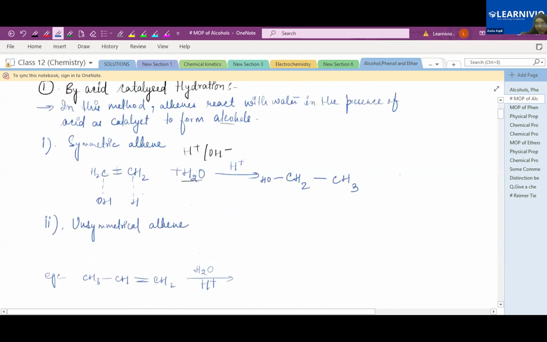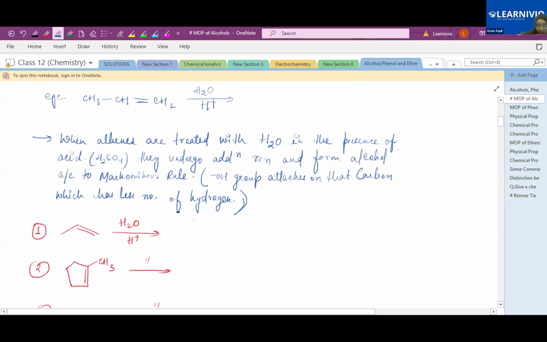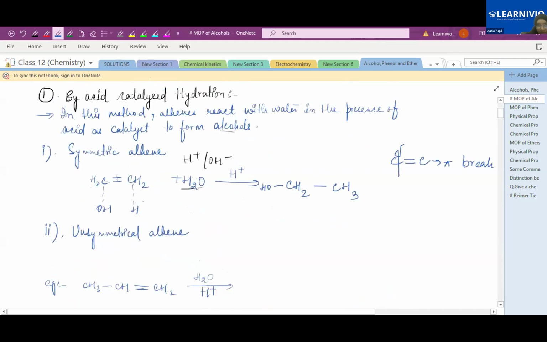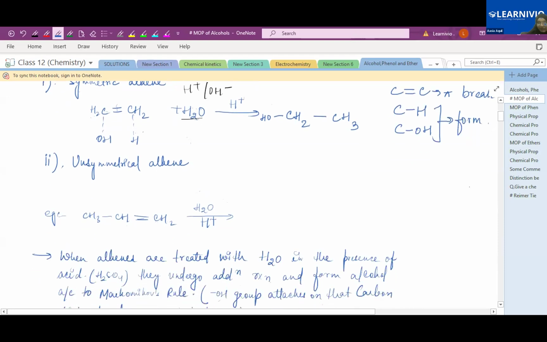here you can add one thing over here. What you are supposed to do: this carbon and carbon bond, basically this pi bond आपको break करना है. And a new bond will be formed between the carbon and hydrogen, and between the carbon and OH. These two bonds will be formed.